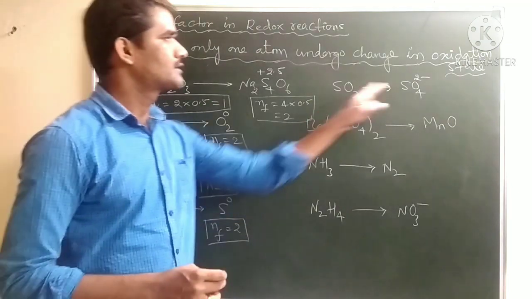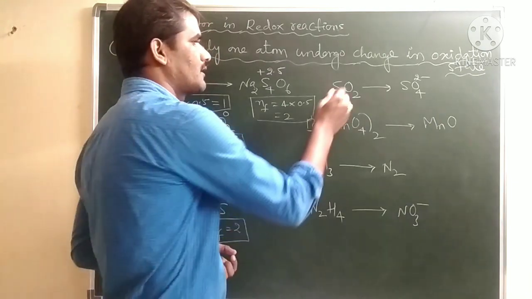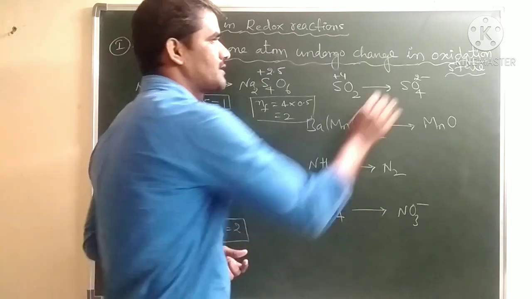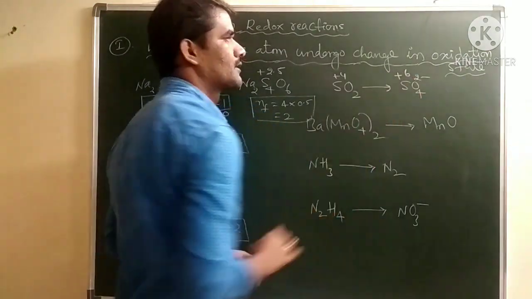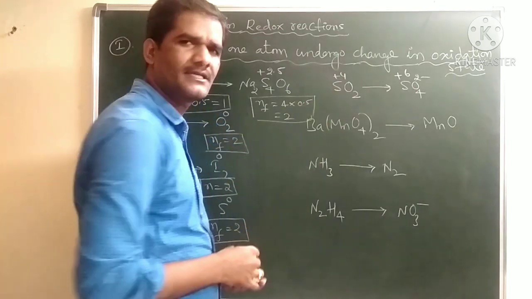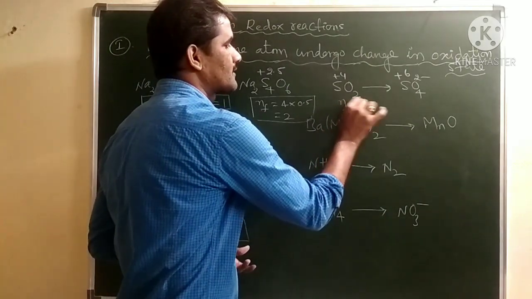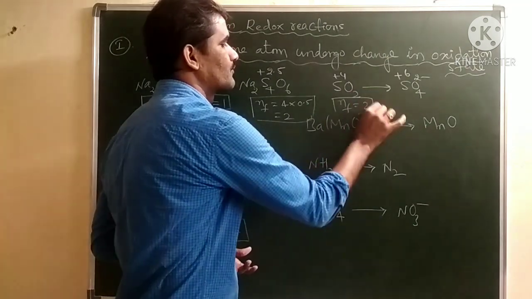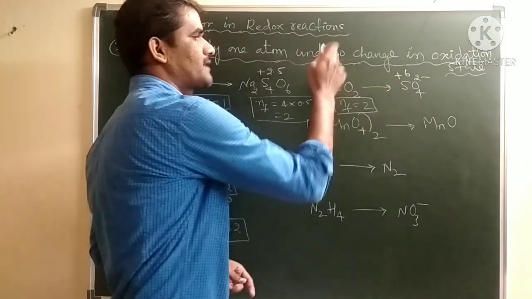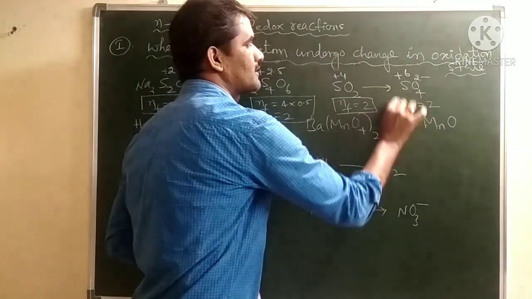Come to this sulfur dioxide to sulfate. In sulfur dioxide the oxidation state is +4, changing to +6, +4 to +6. So the change is 2. Again only 1 sulfur is there in sulfur dioxide. n factor is equal to 2. Similarly, sulfate +6 to +4, again the change is 2. n factor is equal to 2.